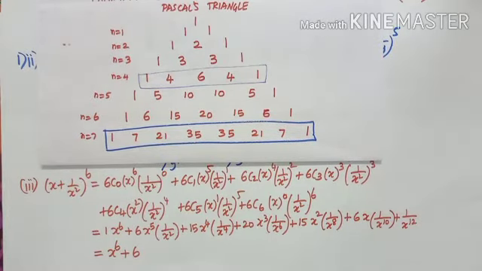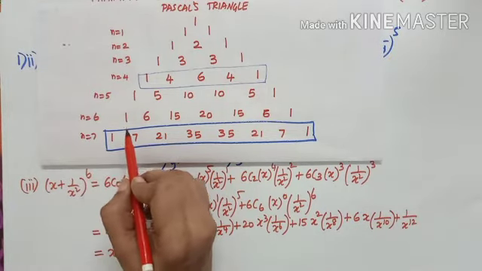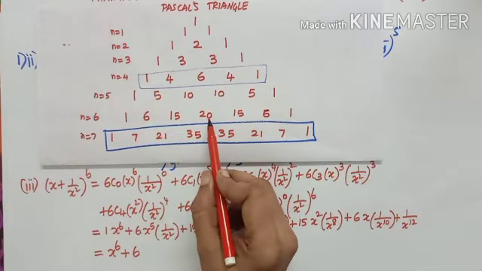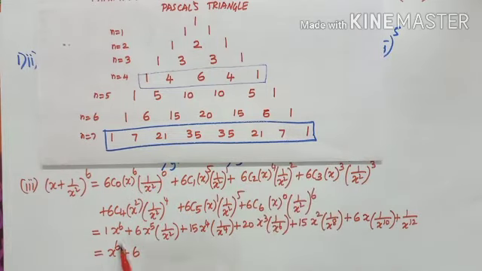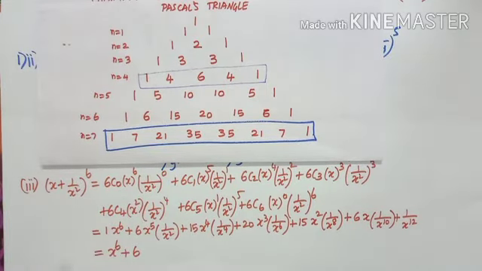As you try the third problem, verify your answer. When the power is 6, you can use the 6th row here: 1, 6, 15, 20, 15, 6, 1. And what is a little bit different in this problem is that both are x. So you have to reduce the powers.